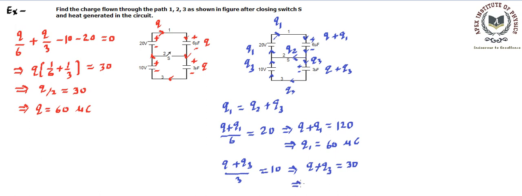Now Q that we have already calculated is 60 microcoulomb. So if we place Q as 60, from here we can get the value of Q3. Q3 is going to come as minus 30 microcoulomb. This minus 30 microcoulomb will be saying that the charge Q3 will be flowing in the opposite direction. So Q3 ultimately is going to move in this sense. That's how Q3 is going to move, and its magnitude is going to be 30 microcoulomb.